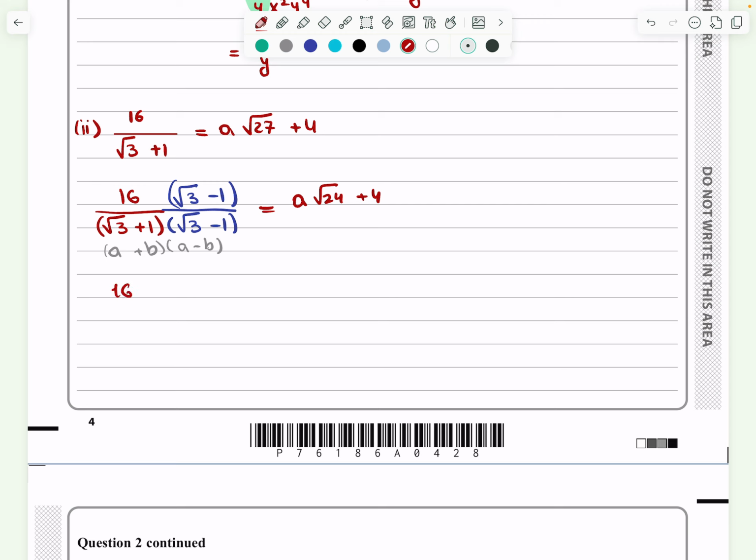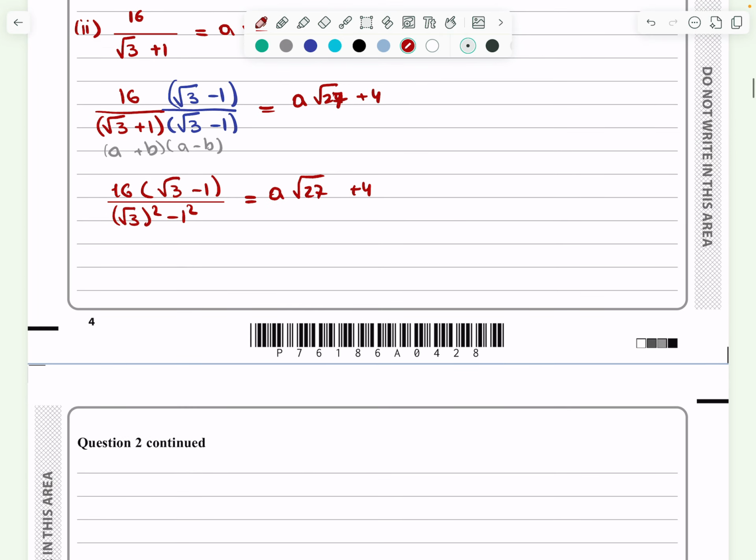I can write this as 16 multiplied by square root of 3 minus 1 stays there, but for the denominator, it's simply going to be square root of 3 squared minus 1 squared. So you can write this directly. Actually, you can skip this step, but I'm just writing to show you what is happening. So that's not 24, that's 27 on the top.